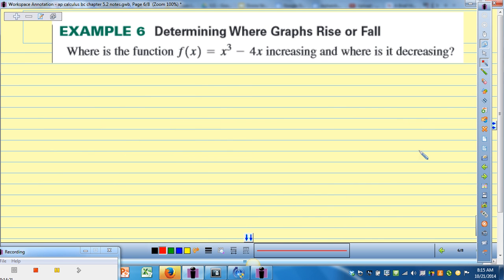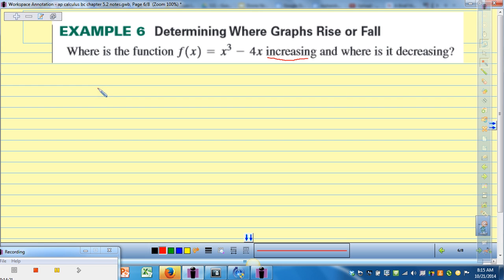Okay, just addressing these quickly. Determining where graphs rise and fall. So where is the function f of x equals x cubed minus 4x increasing, and where is it decreasing? So we're not going to do this entire problem, but we're going to take our notes on how to approach it. So if I want to know where a function is increasing, what am I looking at?